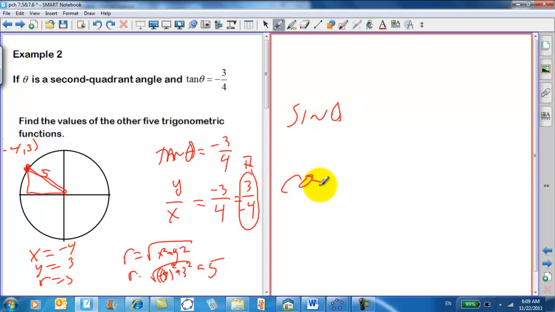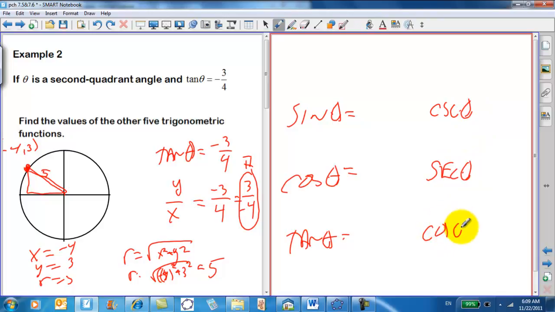Sine, cosine, tangent. I usually list them in this order to remind you that the tangent is sine over cosine. Cosecant, secant, and cotangent line up this way because these are the reciprocal identities, and they're just 1 over the answers we'll get here. So if the tangent was negative 3/4, and our r is 5, that goes in the bottom of the sine and cosine. The sine is the y coordinate, so that's 3/5. The cosine, the x coordinate, negative 4/5.